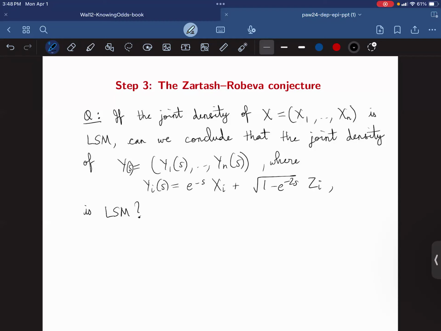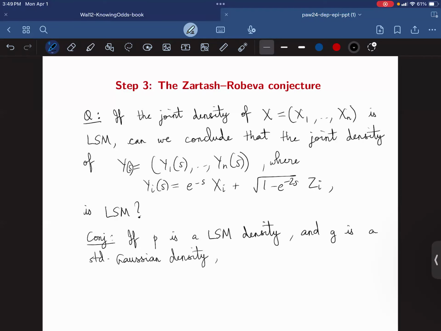And this basically boils down to the following conjecture: if P is a log supermodular density and G is a standard Gaussian density on the same Euclidean space, then is P star G, the convolution of P and G, log supermodular?